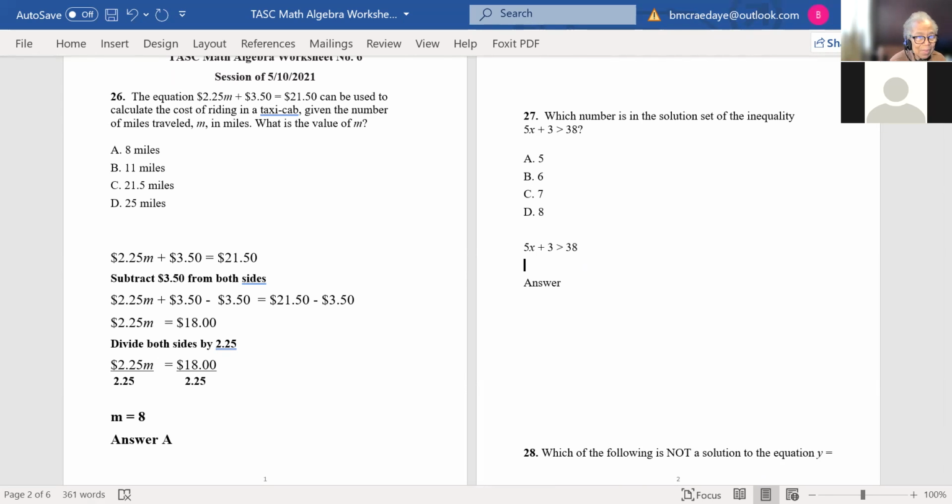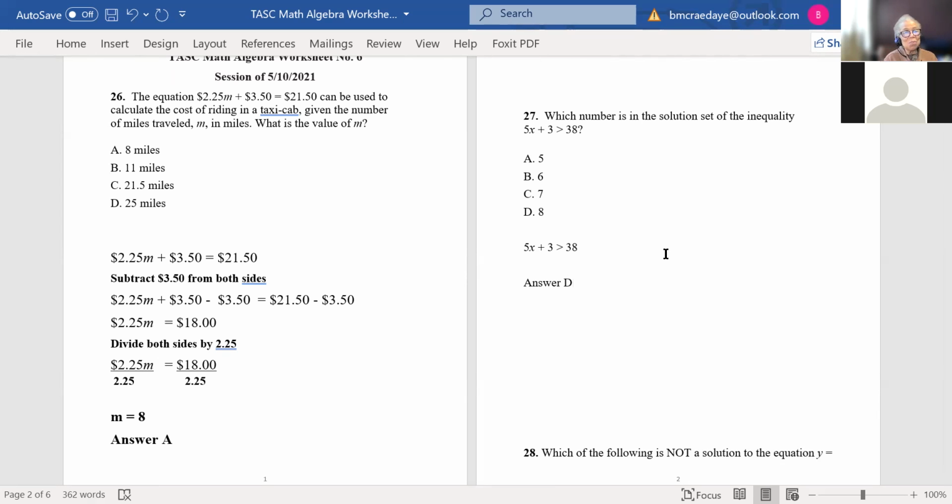Six. You say B. What's 5 times 6? 30. What's 30 plus 3? 33. Is that greater than 38? No. Okay, keep going. 8. What's 5 times 8? 5 times X is 40, plus 3 is 43. And that's greater than 38, right? Very good, Maureen.